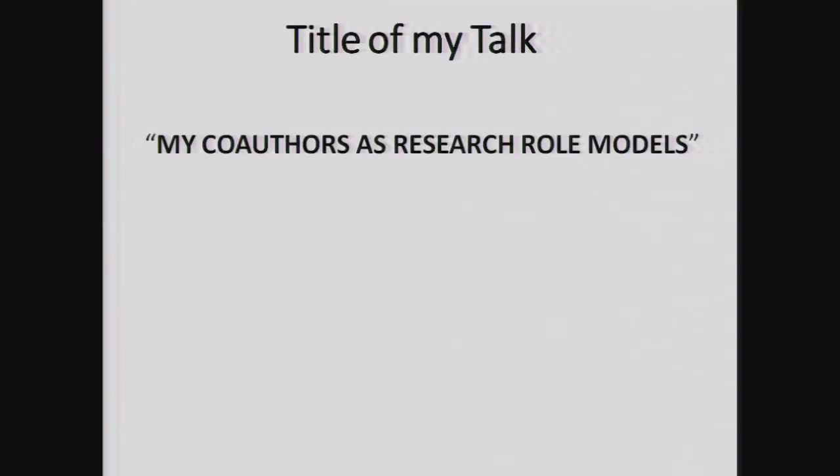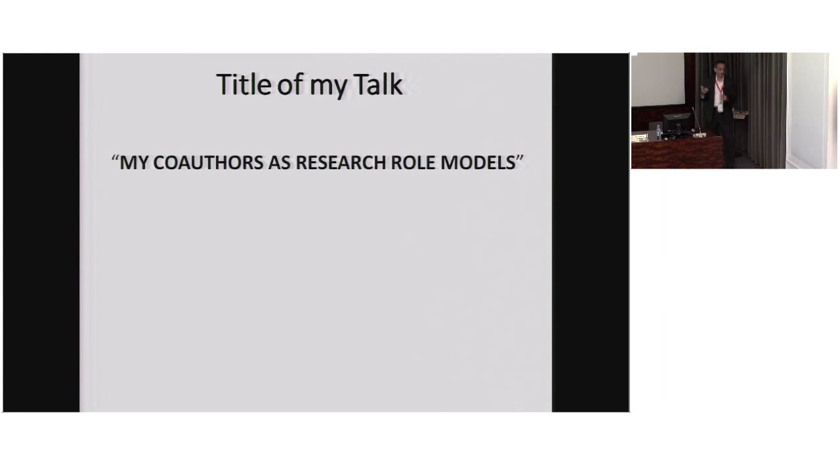And some of the papers that were quoted in this conference by many of you, I will talk about how, at least some of them that I'm associated with, how it developed and what I learned from working with my co-authors on that paper. So the title of my talk there is a little different. My co-authors as research role models.